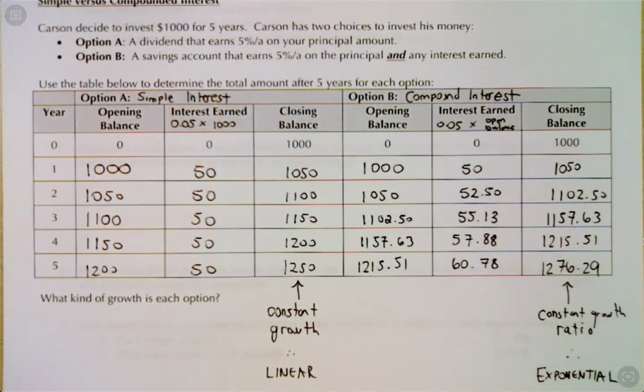So when we go to look at the equations to calculate all this, what you're going to expect is this. You're going to expect a linear equation for simple interest, and you're going to expect an exponential equation for compound interest, and that's exactly what you get.